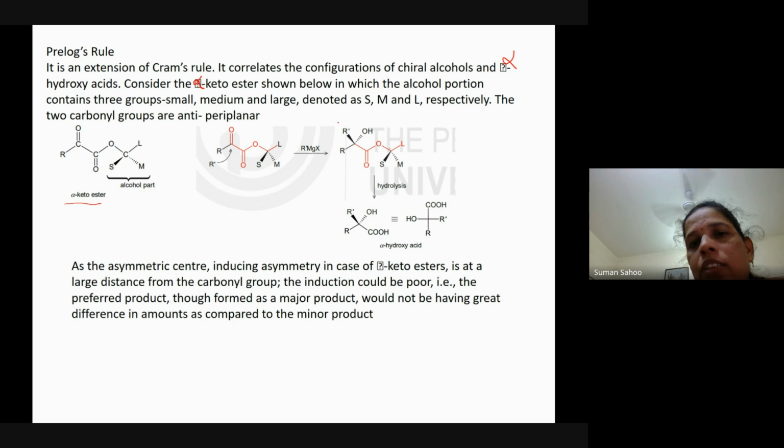So R dash would be your solid wedge of the plane, because that is approaching from that side only. So the wedge has nowhere to go, so it would be backward, or R dash would be front, and this OH would be back. Now when you hydrolyze it, it is going to give you alpha hydroxy acid.